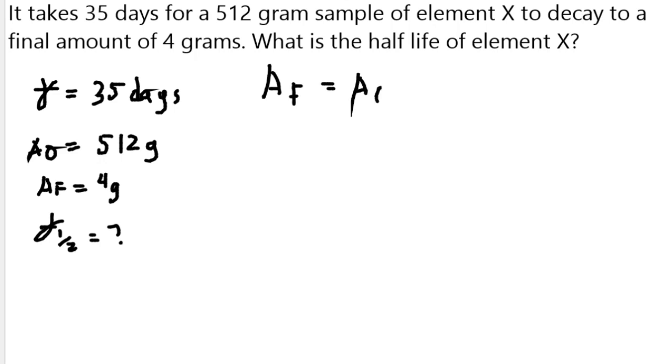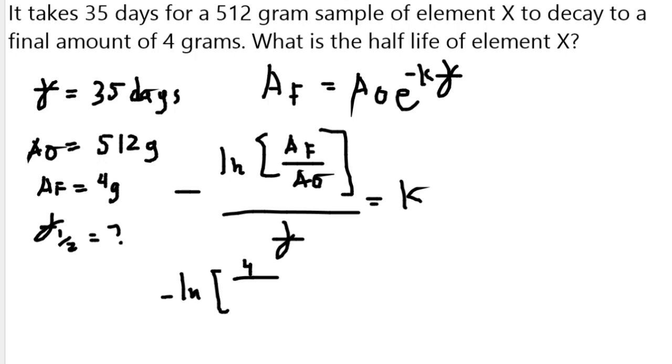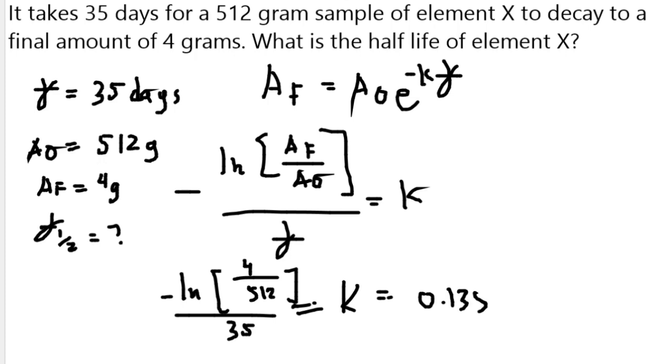In order to do that, we need to manipulate our equation. We're going to divide both sides by A sub 0 and take the natural log. We have time over here. So we get k. We're going to put our negative to the left side of the equation. Now let's put what we know. We get 4 here, we got 512, and we're going to divide all by 35. So k is going to be 0.138629.